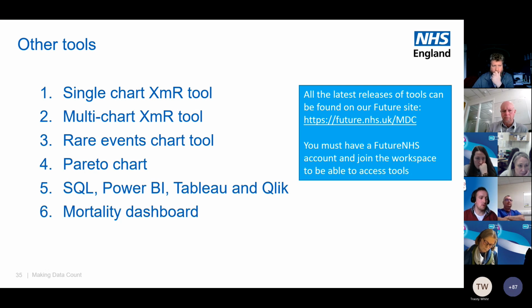We're only going to go through this top one today, this single chart. But for context, we have the ability to do multiple SBC charts in one Excel. We have another type of SBC chart called rare events, which allows us to look at things like serious incidents or stillbirths, for example. Pareto chart, which I'm sure you're familiar with from the QI world, looking at the key drivers. And for more wide scale analysis, we have SQL, Power BI, Tableau, and Qlik extensions to allow many charts to be pulled together from a data warehouse. And perhaps not applicable here, but we also have some mortality best practice dashboard.